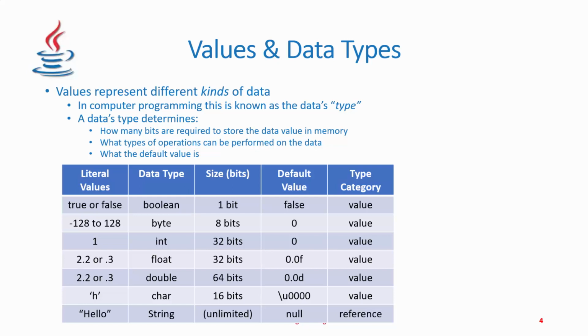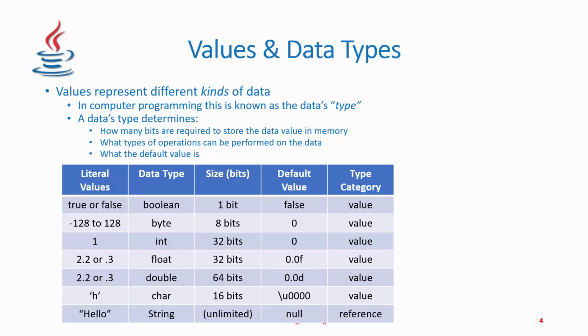As you can see in the table there, in the far left-hand column, we have our literal values. So true or false, negative 128 to 128 positive. The number 1, which is a whole number, as is the negative 128 and positive 128. And then below the number 1 there, we have decimal values. And then below the decimal values, again, an individual character. And then underneath of that, an entire word, which is a collection of characters, known as a string.